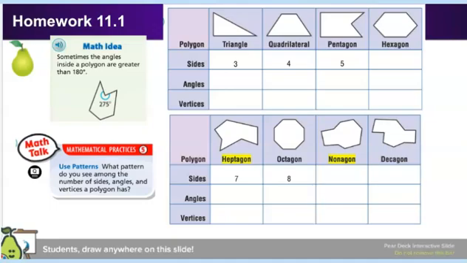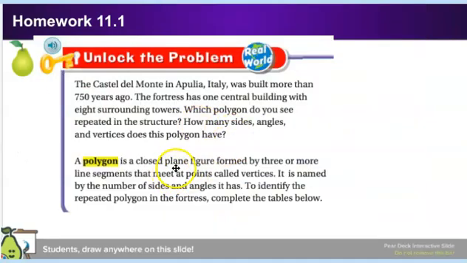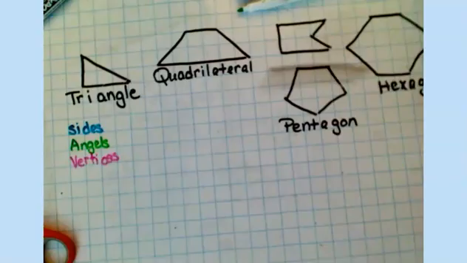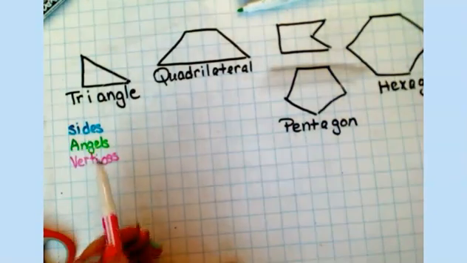All right, so we're going to take a look at the sides, angles, and vertices of what makes polygons. And remember, a polygon is a closed plane figure formed by 3 or more line segments that meet at a point called vertices, and it's named by the number of sides and angles that it has. So let's take a look at what makes these plane figures, and let's take a look at the sides, angles, and vertices and how they relate to the names of these shapes. Some of these shapes you're pretty familiar with, and we're going to break them up by the columns.